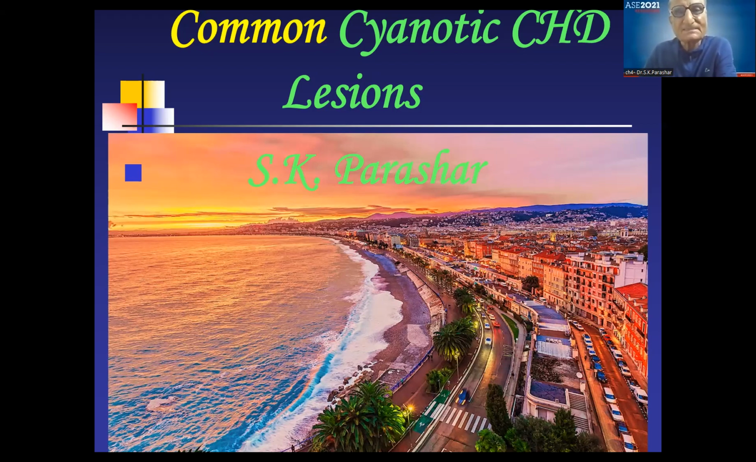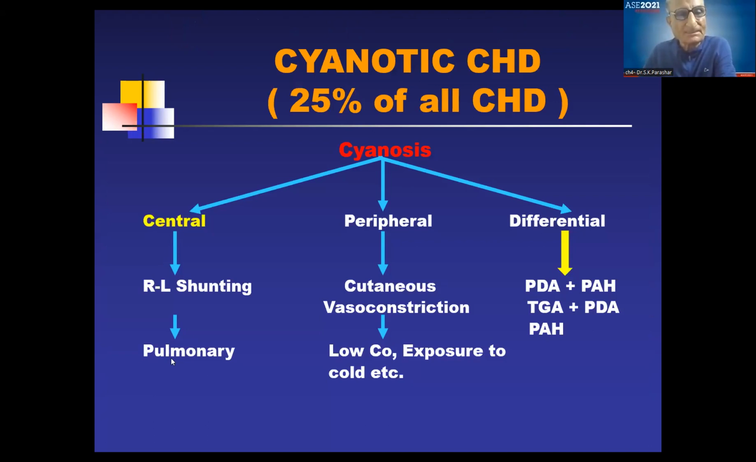Now, once you get cyanosis, this cyanosis can be central. That is the usual cyanosis which we get. That is because of the right to left shunting. So when there is a mixture of the oxygenated and the unoxygenated blood, it tends to produce a central cyanosis.